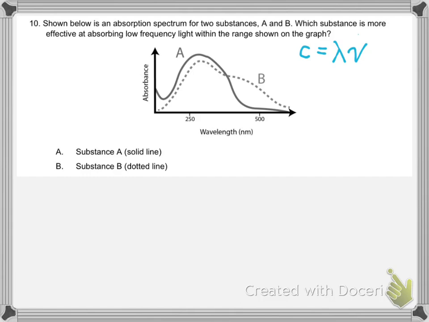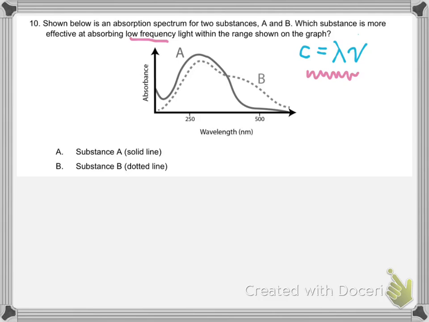Okay, number 2, we have a plot looking at what wavelengths of light are absorbed by two molecules, A and B, and we're supposed to pick which is more effective at absorbing low frequency light. And so we want to be able to relate frequency to wavelength, because wavelength is what's actually given to us on our plot. And so we can keep in mind that we have this equation relating those together, where the speed of light is equal to wavelength times frequency.